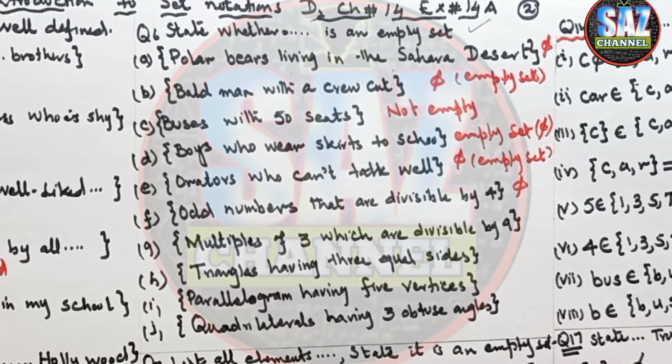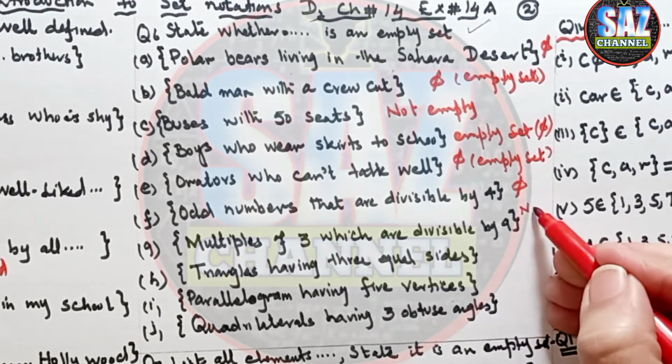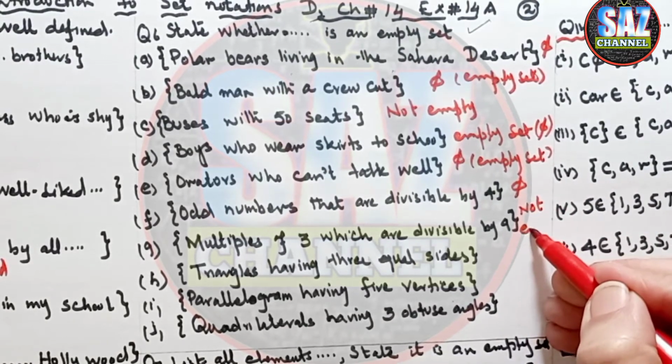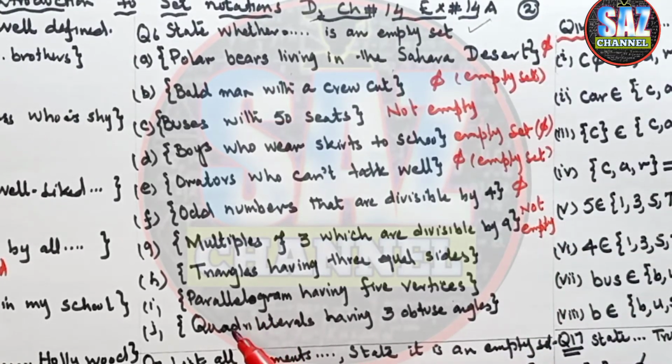Then 3 and then 9. 9 is a multiple of 3. It is divisible by 9. Then 27 is a multiple of 3 and it is divisible by 9. So this situation is not empty. Okay. Then coming to the triangles having 3 equal sides.